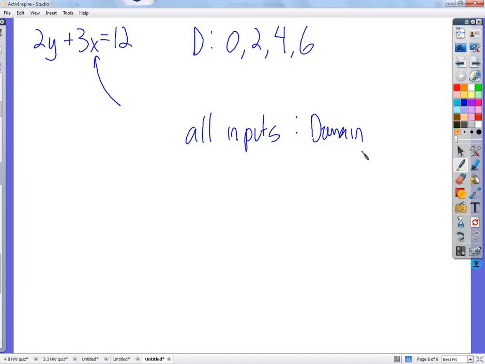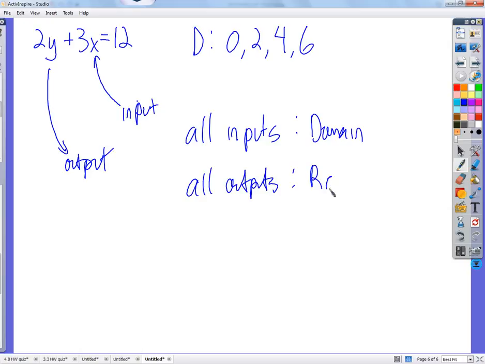And where do outputs usually come from? In a function, y. Usually y gives you the output. And out from y comes the output. Well, typically put something in there for x and find out what that would cause y to be. Okay. All of the outputs are called the range. So this D that I put here stands for the domain of this function. I'm making the domain of this function be the numbers 0, 2, 4, and 6. That's the domain, right? The domain is all of the inputs.